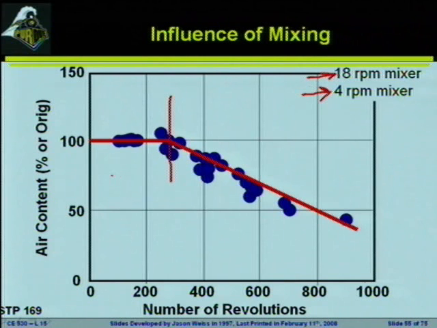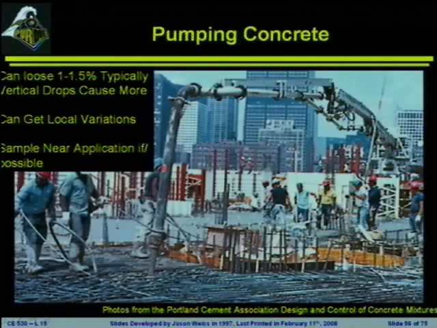But if you look at the number of revolutions and the effect on the air content, what you'll notice is that once you pass a certain point, whether that's 300 or 350, the air really starts to diminish, and that's because you're starting to break down and destabilize this air in the system, and we don't want that to happen when the concrete shows up on site. In addition, we don't want the concrete to lose air due to pumping.